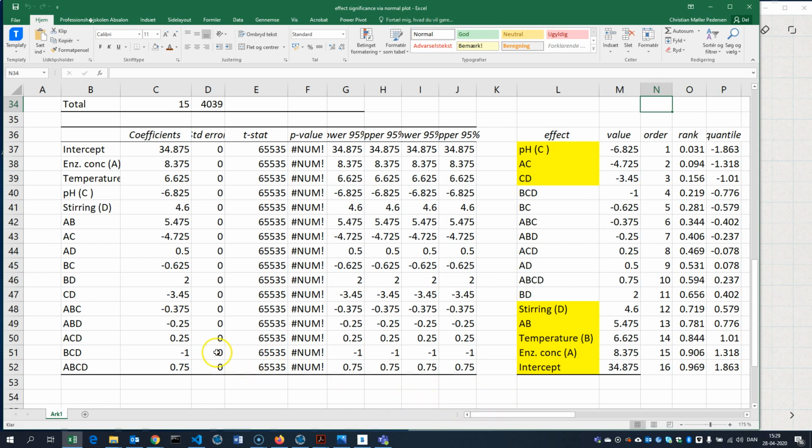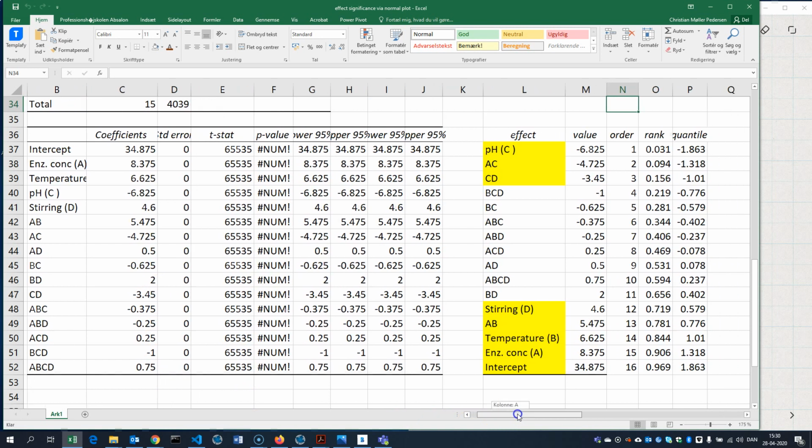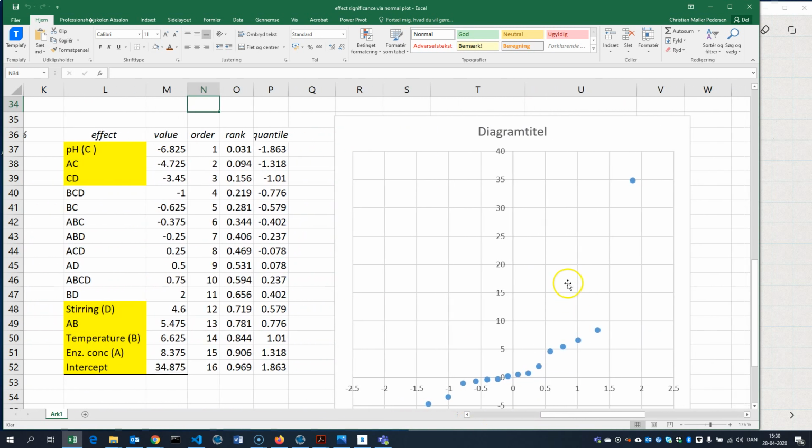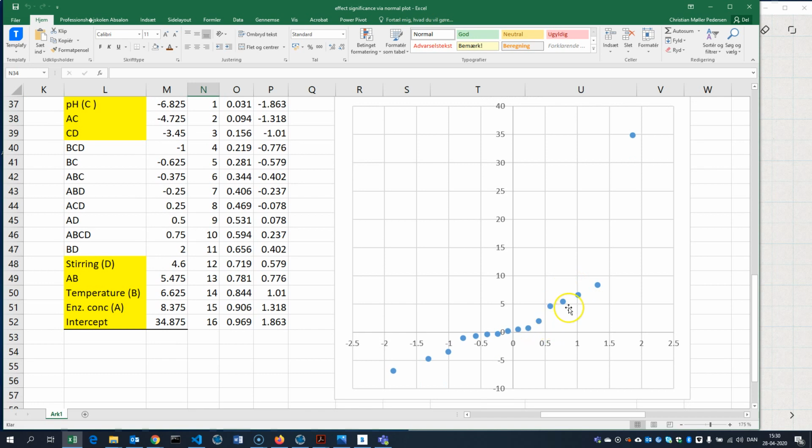But because we only had 16 pieces of data, we could not compute the standard error, the T statistic, and the p-values. In other words, Excel was not able to evaluate the significance of these effects. So what we did was we made a normal probability plot of the effects. And we determined just by looking at this plot that these effects here seem to be significantly different from 0. Maybe this one too. And that's the ones I've put in yellow here.